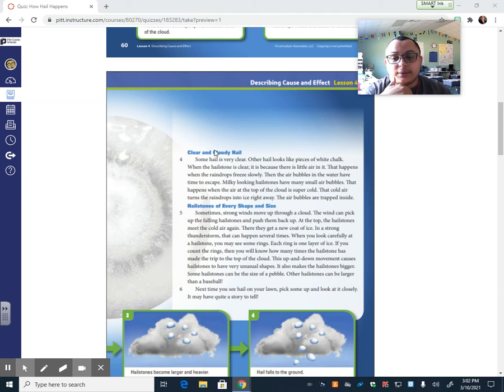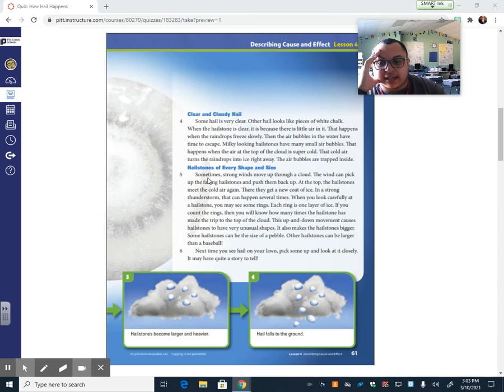Clear and cloudy hail. Some hail is very clear. Other hail looks like pieces of white chalk. When the hailstone is clear, it is because there's little air in it. That happens when the raindrops freeze slowly. Then the air bubbles in the water have time to escape. Milky-looking hailstones have small air bubbles. That happens when the air at the top of the cloud is super cold. That cold air turns the raindrops into ice right away. The air bubbles are trapped inside.